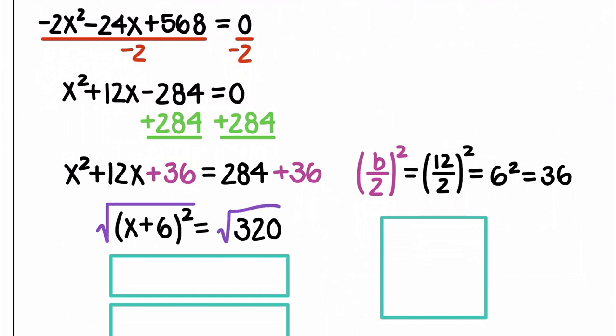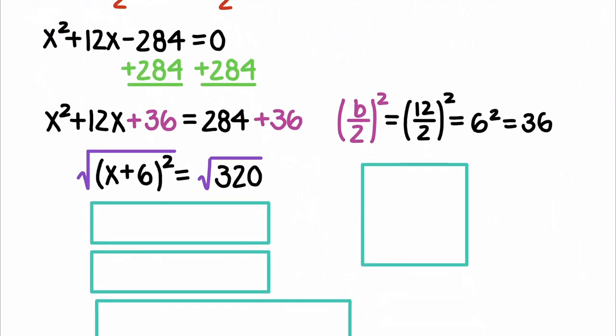And then now let's take the square root of both sides of the equation in order to isolate x, because the whole point of this is to solve for x. And so I'm going to simplify radical 320 on the side as such.